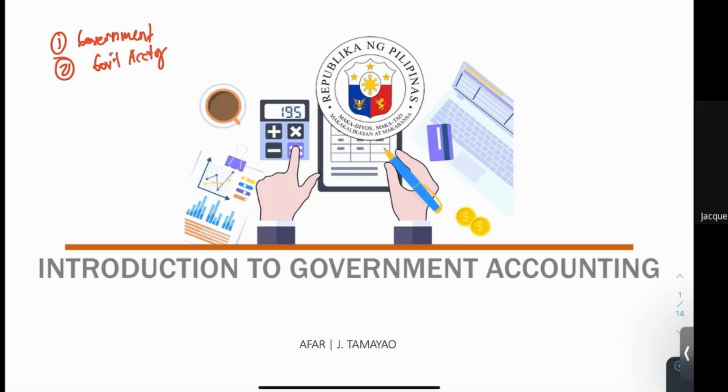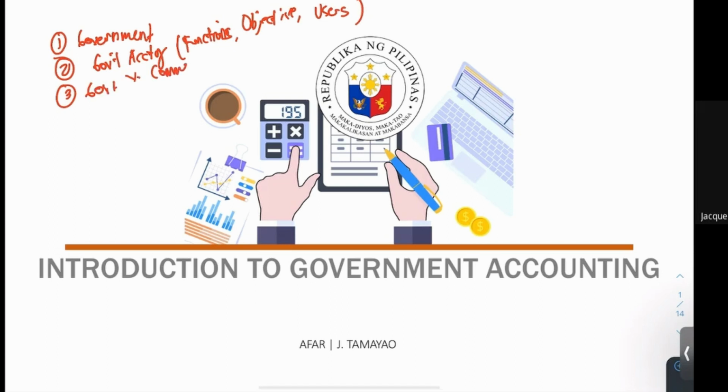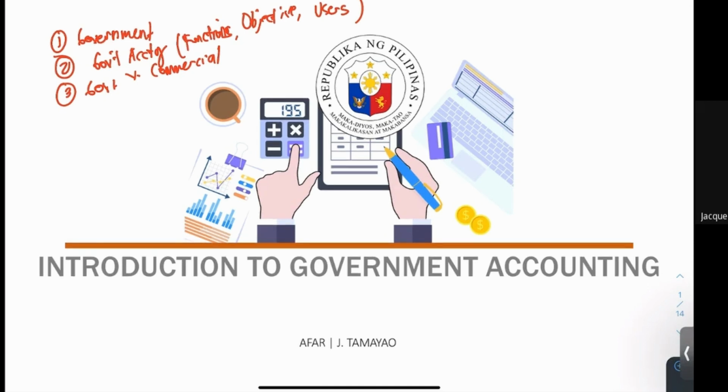And in talking about your government accounting per se, we will talk about the functions of government accounting, the objective of government accounting, and the users of government accounting. Furthermore, we try to differentiate government versus your commercial businesses. So let's start and discuss the definition of government. So, how do we define government?